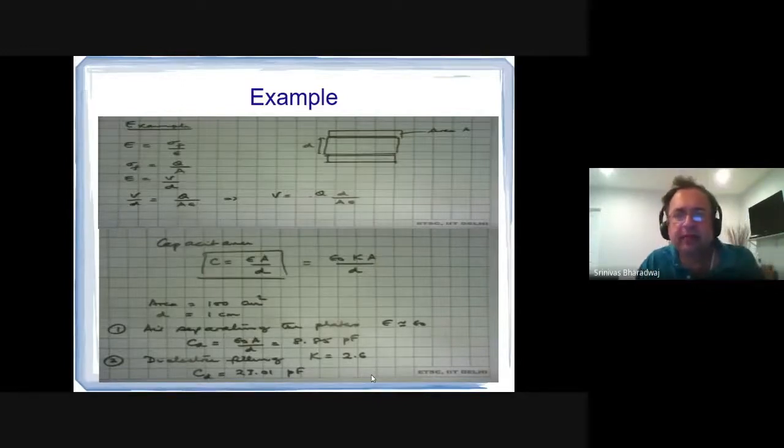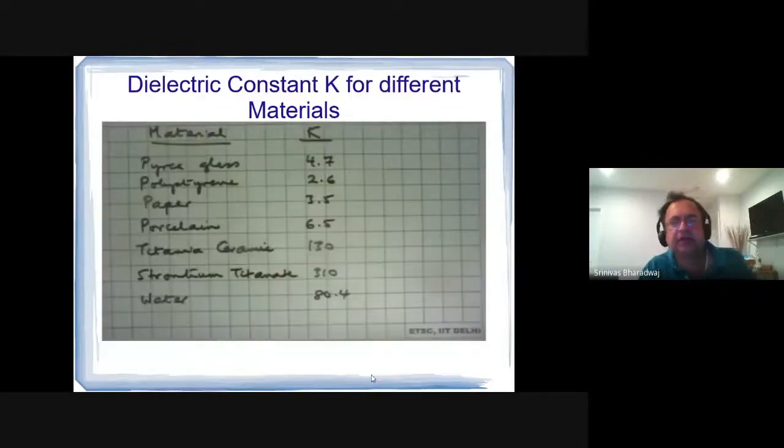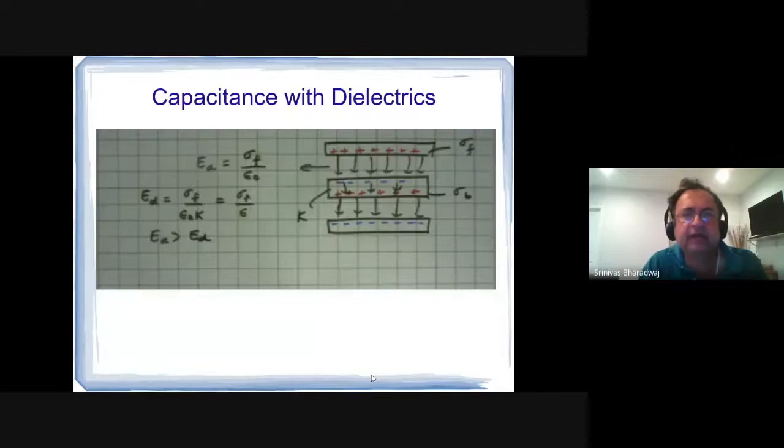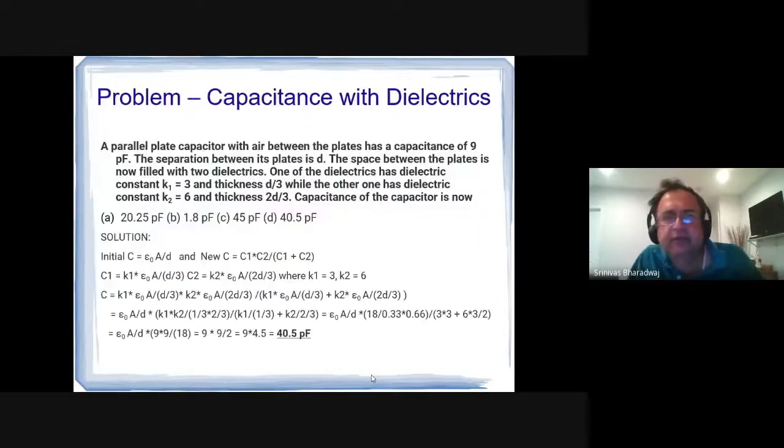So if you had a particular material with a particular K, you just multiply epsilon naught with K times epsilon naught to give you the dielectric's epsilon. So that's with respect to dielectrics.